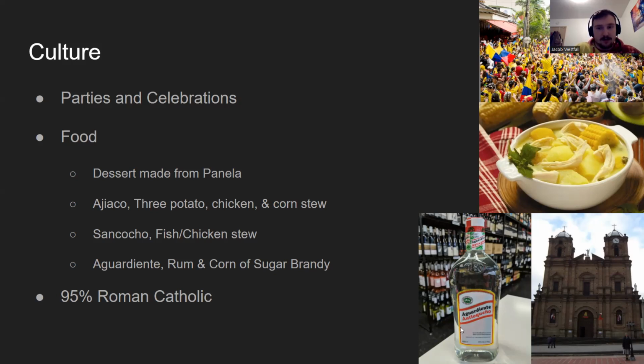So that's right here. Alcohol is a very integral part of their culture. Lots of beer is consumed in Colombia as well.